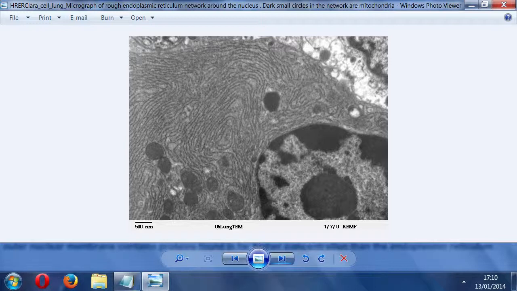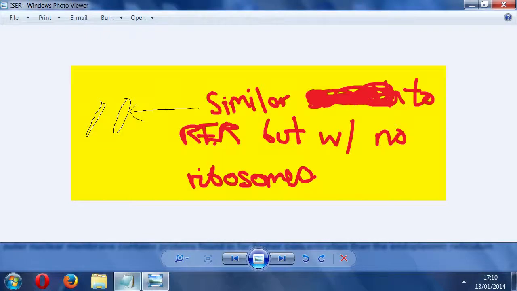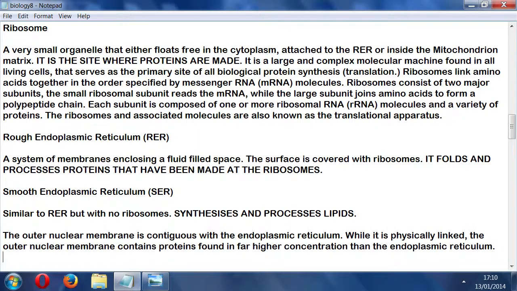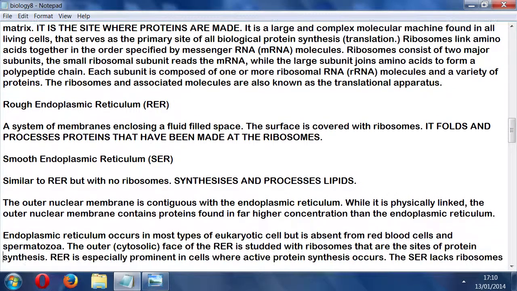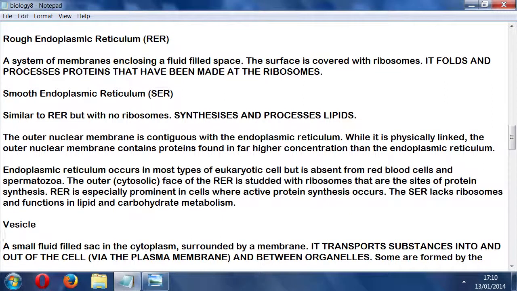Let's see what else we've got here. Smooth. And I did put a little more in here actually. So let's see. There we go. Now the smooth endoplasmic reticulum, the SER, similar to the RER but with no ribosomes, synthesizes and processes lipids.